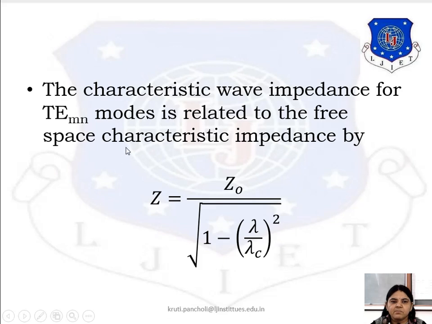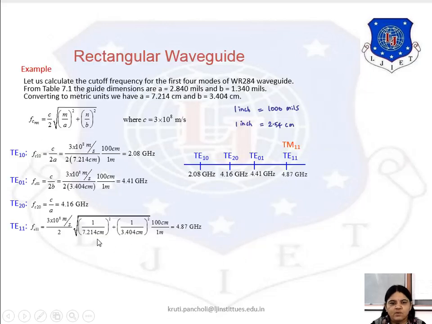The characteristic wave impedance for the TEmn mode is related to the free space characteristic impedance. It is Z is equal to Z0 upon square root of 1 minus lambda by lambda c whole square. So this is one example: let us calculate the cutoff frequency for the first 4 modes of a WR284 waveguide. The waveguide dimensions are a is equal to 2.840 inches and b is equal to 1.340 inches.